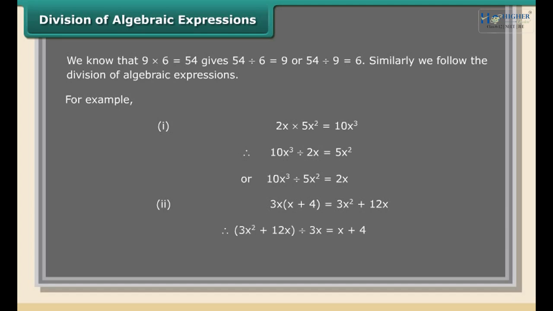3x into (x plus 4) is equal to 3x square plus 12x. Therefore, 3x square plus 12x divided by 3x is equal to x plus 4, or 3x square plus 12x divided by (x plus 4) is equal to 3x.